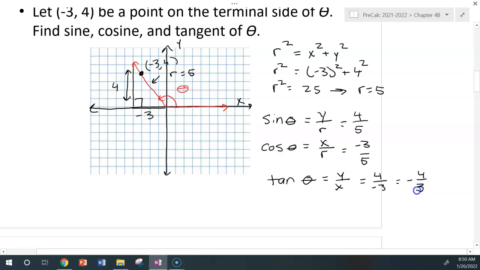And if you're wondering where these are coming from, go back to your right triangle trig. From here, y is opposite, 3 is adjacent, and your r is your hypotenuse. So just remember that. Sine of theta is opposite over hypotenuse, in this case y over r. Cosine is adjacent over hypotenuse, so x over r. Tangent is opposite over adjacent, or y over x.